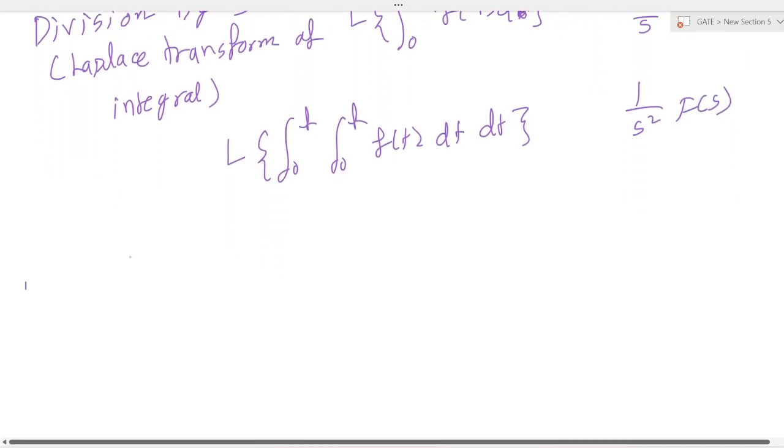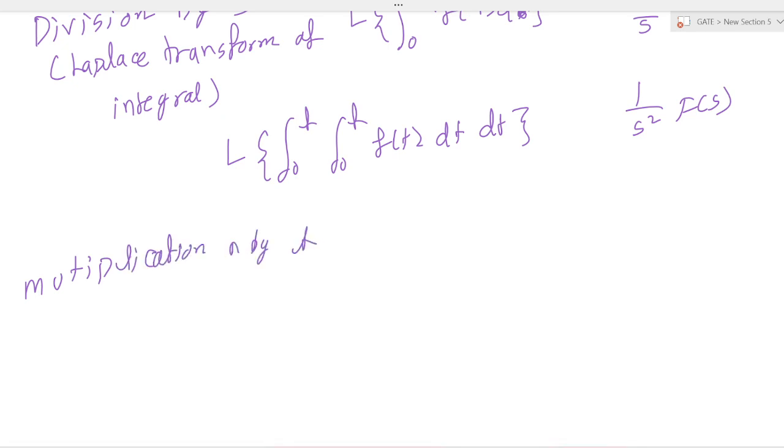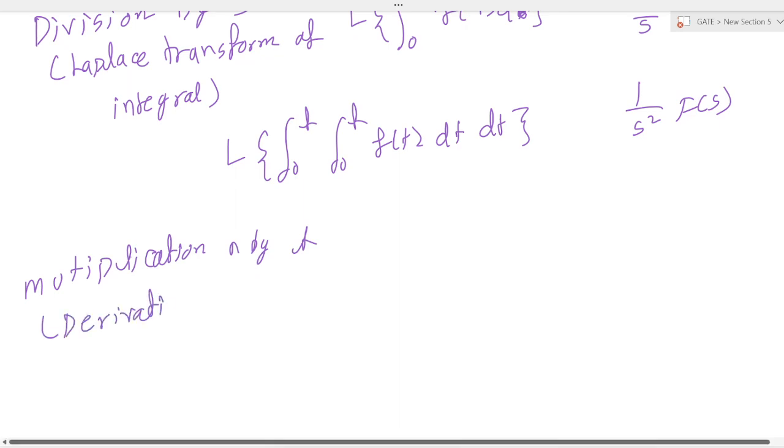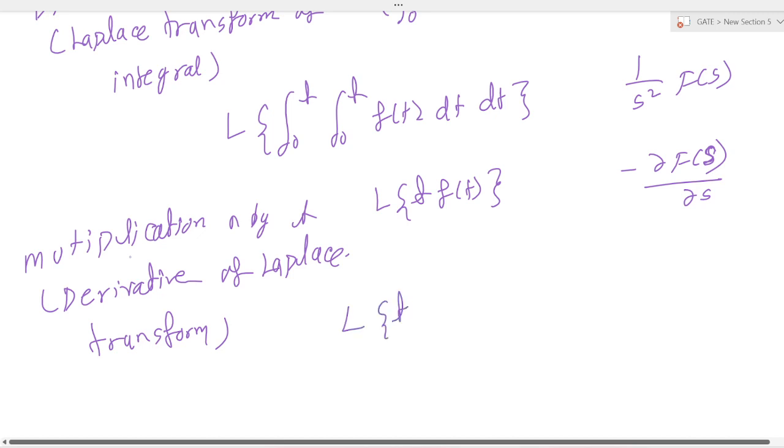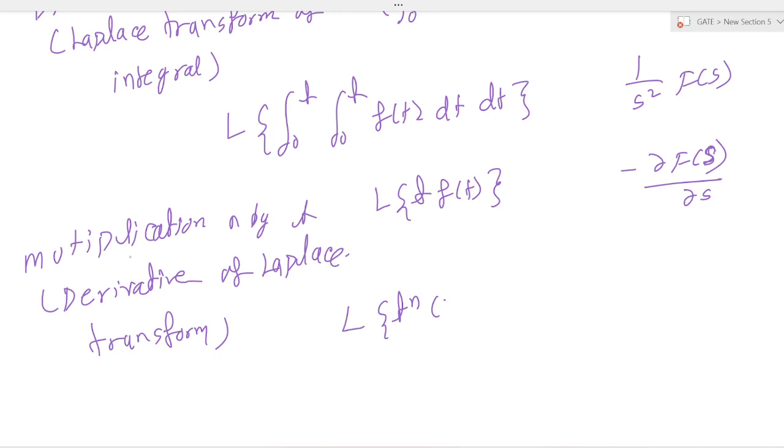Next, multiplication by t, derivatives of the Laplace transform. L{t f(t)} is equal to minus d F(s) by ds. Next, L{t^n f(t)} is equal to minus 1 to the power n, d^n F(s) by ds^n.